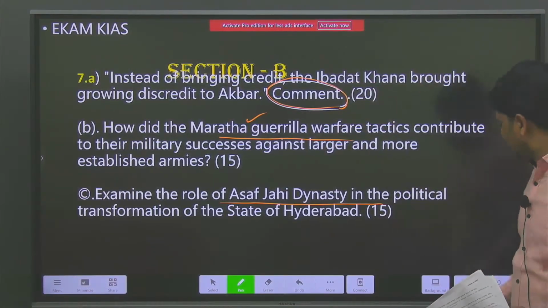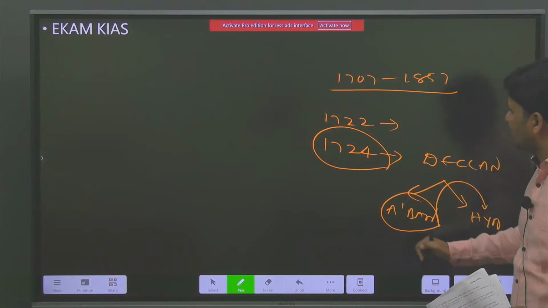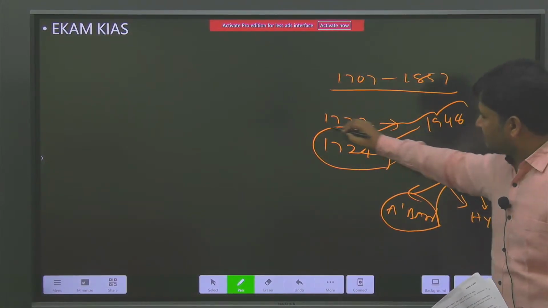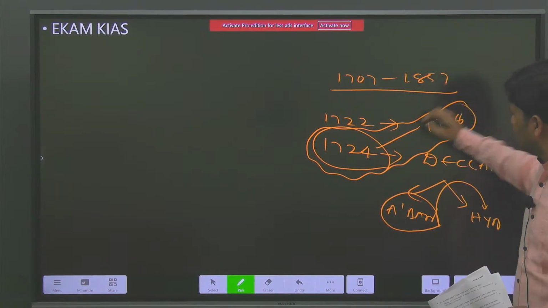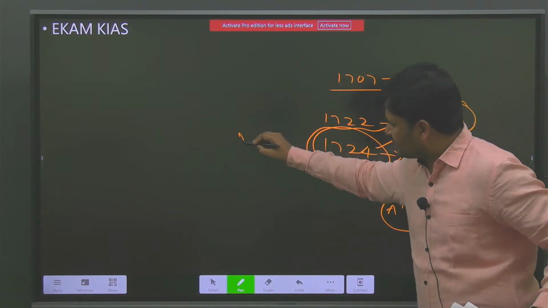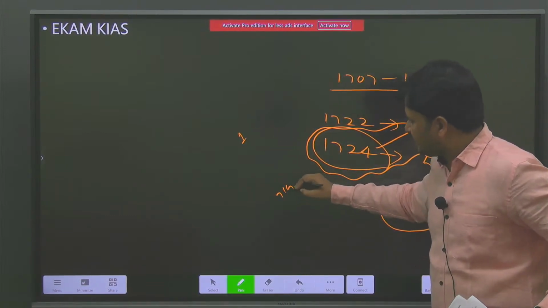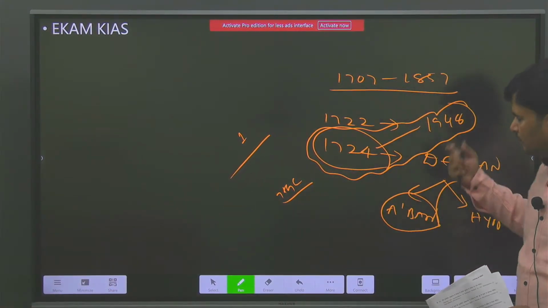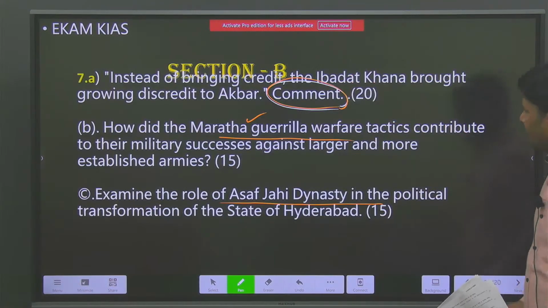So the Asaf Jahis were the masters of the Deccan. We generally say from 1724 to 1948, right from Nizam ul Mulk, the first Nizam, to the seventh Nizam, Mir Usman Ali Khan, and Operation Polo. That's what we have learned in the previous sessions.